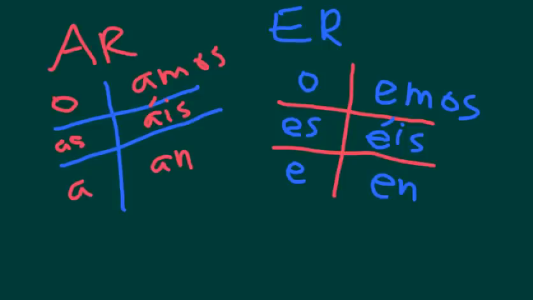So you can see here that the O stays the same no matter where. But the A changes to an E, and wherever there is an A, it changes to an E, but the endings are just the same. All the A's change to E's. So if you know your AR chart over here, you don't have to learn the ER chart again. All you have to remember is that wherever you see an A, it changes to an E when it's an ER verb. Let's see if we can do some of these verbs and practice with them.